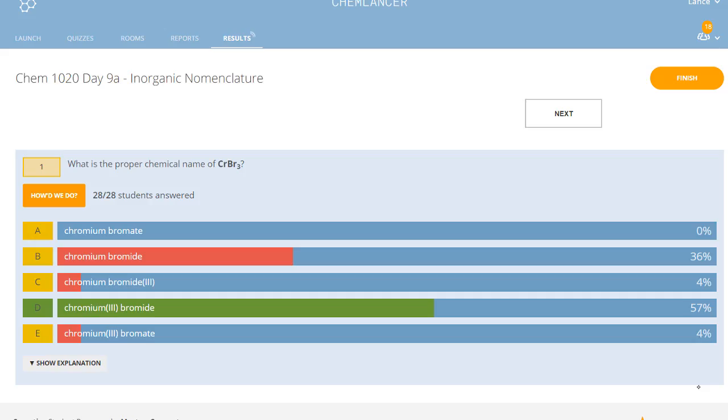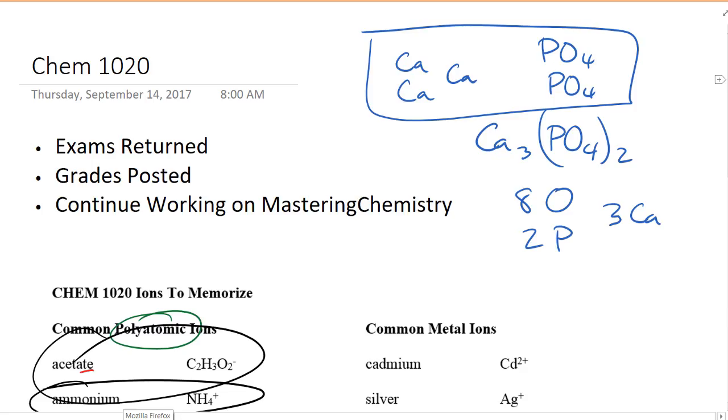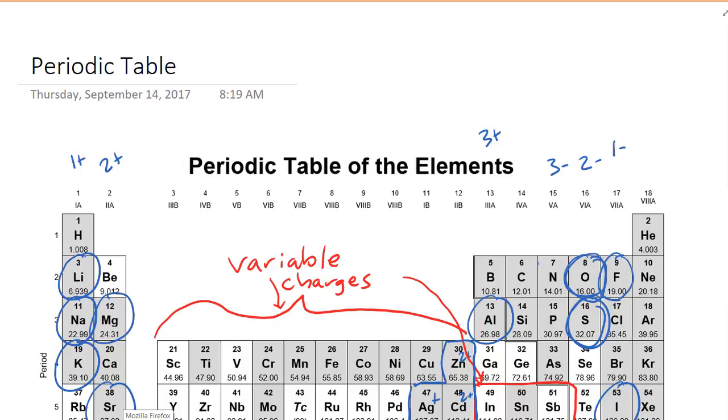Because it's a variable charge portion of the periodic table. Exactly, it has a variable charge. So if we go back, here's our periodic table. Chromium's one of them here that is a transition element that has a variable charge. Whenever we have a variable charge, we must show the Roman numeral that indicates the charge on that ion.